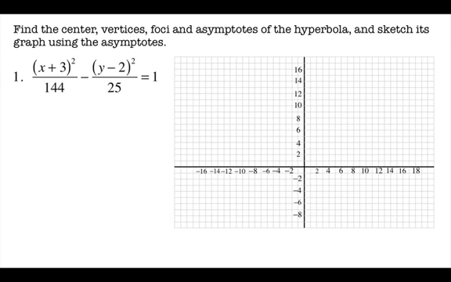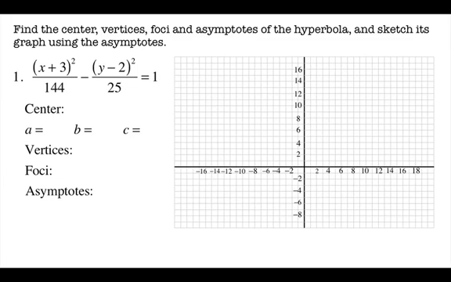So here's number 1. It says find the center, vertices, foci, and asymptotes of the hyperbola and sketch its graph using the asymptotes. So let's go ahead and find the following information that you see there. Let's first find the center, which is negative 3, 2.